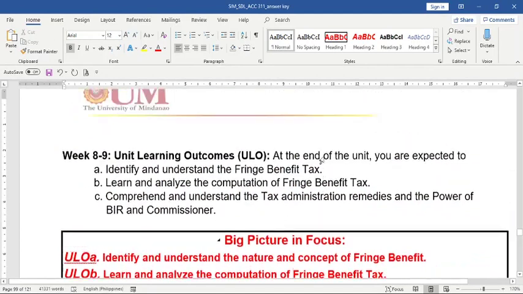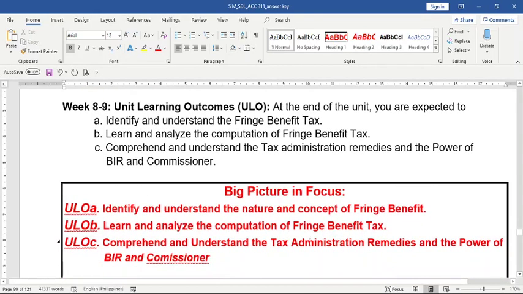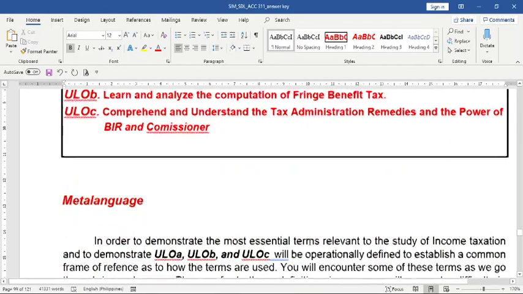So, we are now in week 8 and 9. This is our learning objectives: identify and understand the fringe benefit tax, learn and analyze the computation of fringe benefit tax, and comprehend and understand the tax administration remedies and the power of the BIR and the Commissioner. In this discussion, I will discuss letter A and letter B, regarding fringe benefit tax.